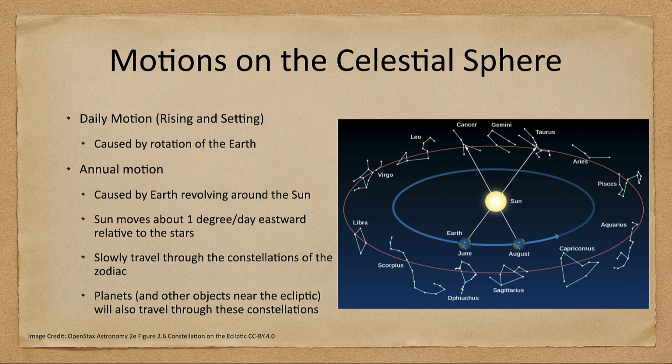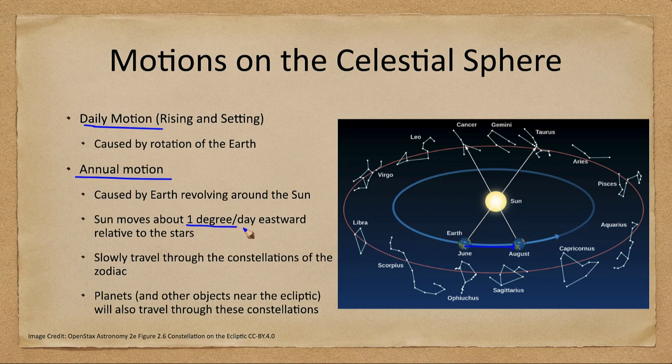Now, within the celestial sphere, we do see the daily motion, the rising and setting of all objects caused by Earth's rotation. We also have an annual motion pictured here, which is because of the revolution of Earth around the sun. So the Earth is moving, and that means that the positioning of the sun appears in different constellations.